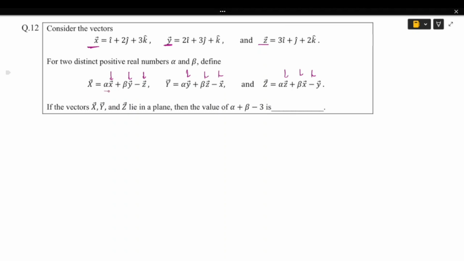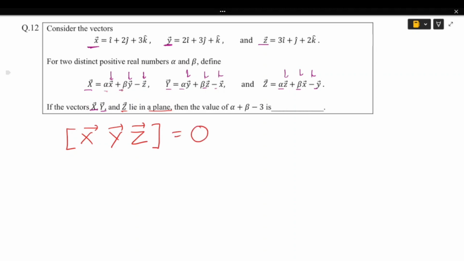The first vector is the linear combination of alpha, beta, and -1 to obtain the capital X vector. In the second, we have alpha, beta, -1 as the combination to obtain capital Y vector. Similarly, we have Z vector as alpha, beta, -1. If we know that capital X vector, Y vector, Z vector all lie in the same plane, then we know that the scalar triplet product of capital X vector, capital Y vector, capital Z vector is equal to 0.